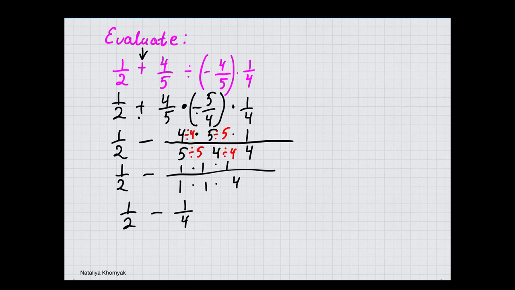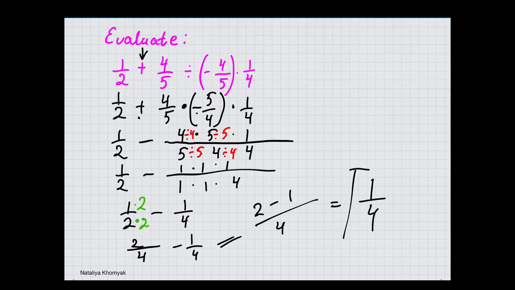We need a common denominator of 4. So multiply this 2 by 2. The same goes into the numerator. So we have 2/4 minus 1/4. This becomes, out of 4, 2 minus 1. And this gives us 1/4. And this is our solution. That's all.